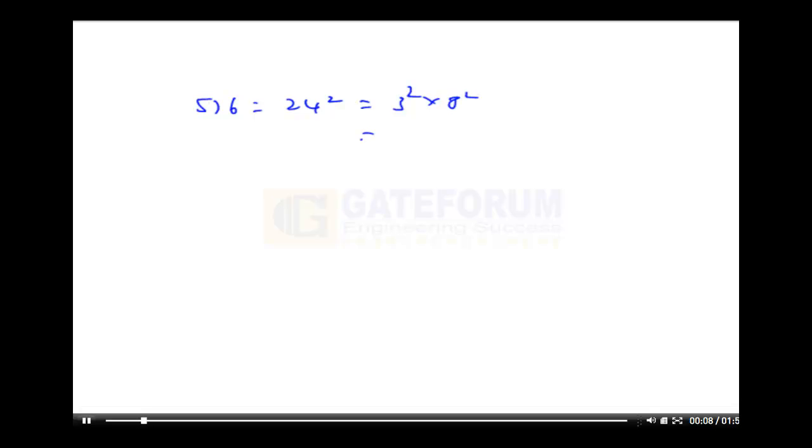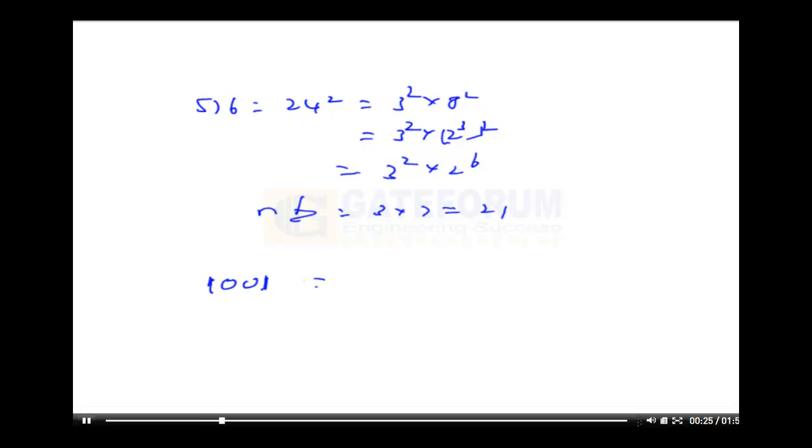Into 8 square. So it is 3 square into 2 power 3 into 2, 3 square into 2 power 6. So the number of factors will be 3 into 7, 27. If I give you a number like 1001, what happens? What is this number? That is where the test of divisibility comes in.